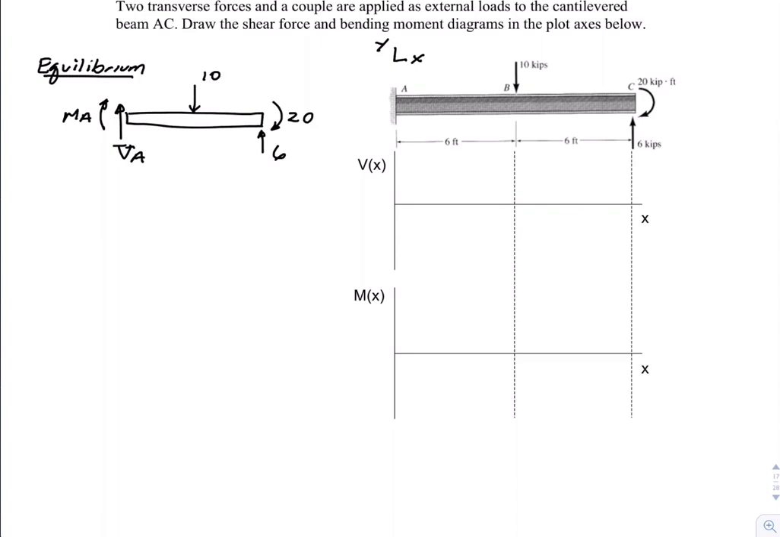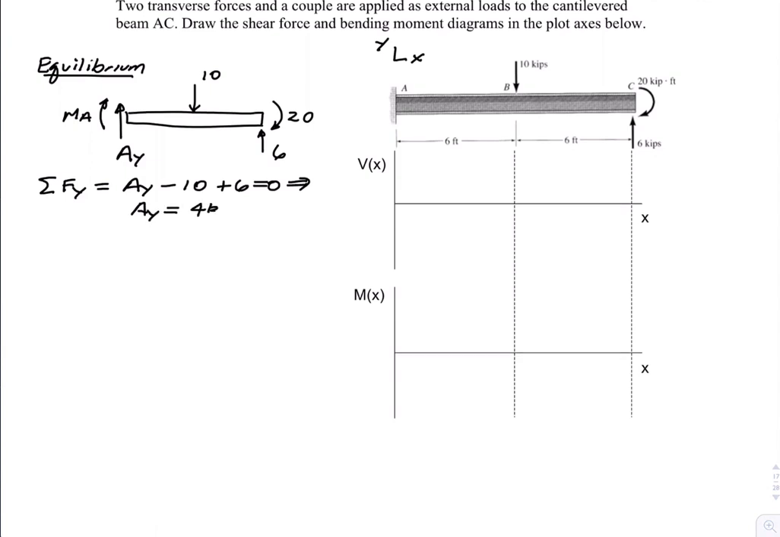Actually, I'm calling it VA. Let me change my name. Let me just call this the reaction there at A. That would be AY. In order to find these, I'm going to sum forces in Y. Summing forces in Y, I have AY, the reaction, minus the point load in the middle plus the point load of 6 there on the end. So from that, I get that the reaction force on the left side, AY, is equal to 4 kips. Easy to see from that equation.